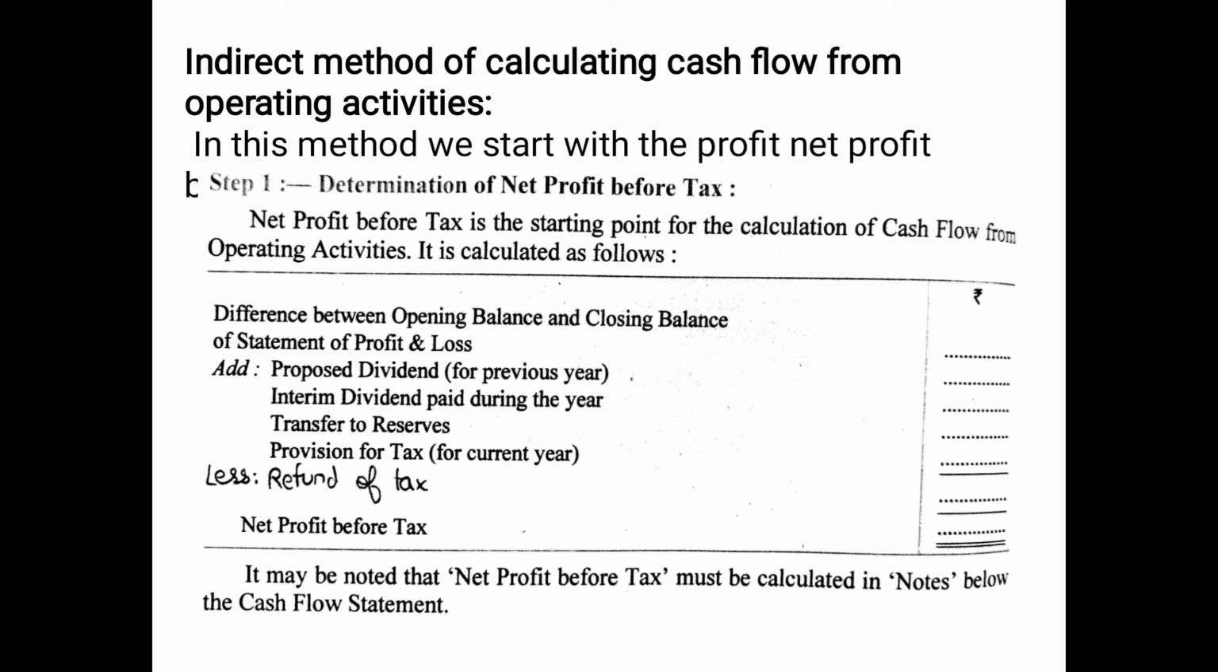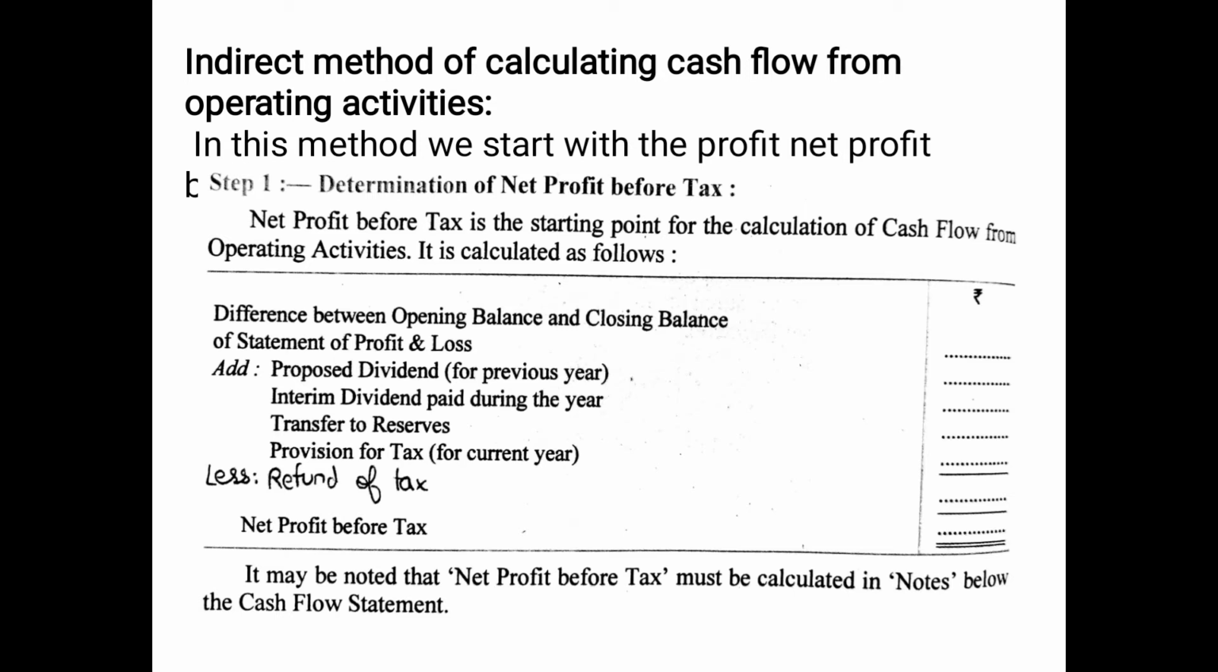To that profit or loss, you will add back the proposed dividend for the previous year. Whatever dividend was proposed in the previous year will be paid in the current year, and that is a part of the financing activity, and it is already deducted, so you need to add it back to the profit. Then any interim dividend paid during the year, again, interim dividend paid is a part of financing activity, so this will also be added back. Then any transfer to any of the reserves, general reserve, reserve fund, etc., will also be added back to the profits, because this is not part of the operating activity.